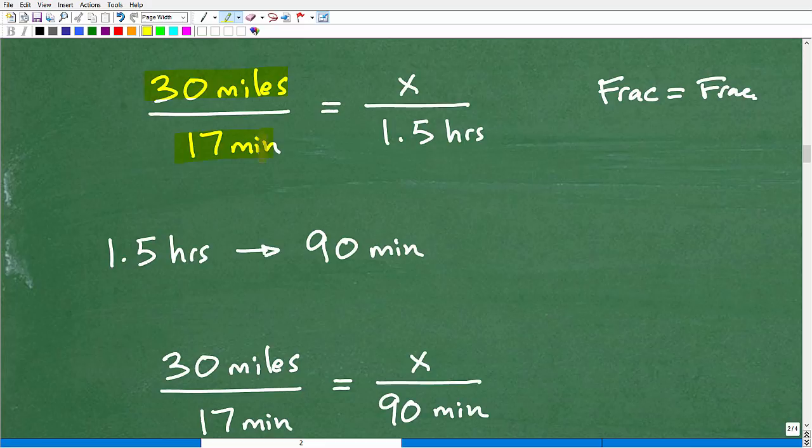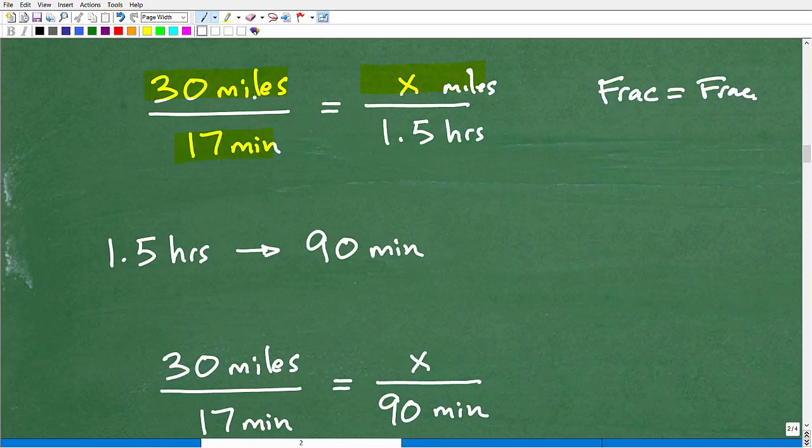This is basically thinking about its speed here, right? Now, what if it's going 30 miles in 17 minutes? As long as the speed's not changing, whatever we're looking for, how many miles, x miles, that it will travel in 1.5 hours. This fraction, this speed, is the same thing as this speed.